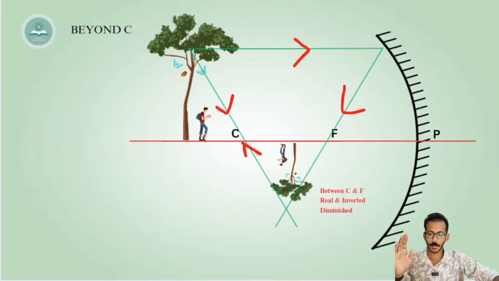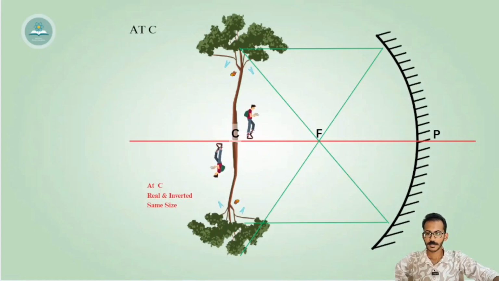Now, as I told you, I'm bringing it closer to the mirror. Now, I'll take my object to C. Now, it is beyond C. In the next case, it will be on C. Let's see what happens. Now, my object is at C.